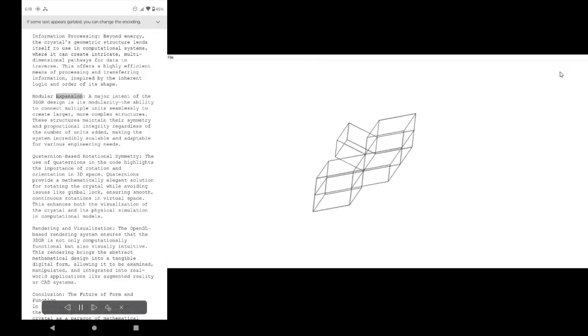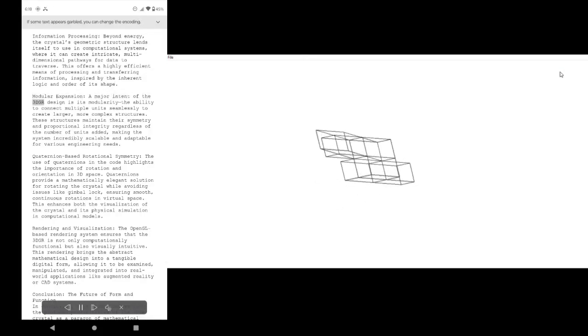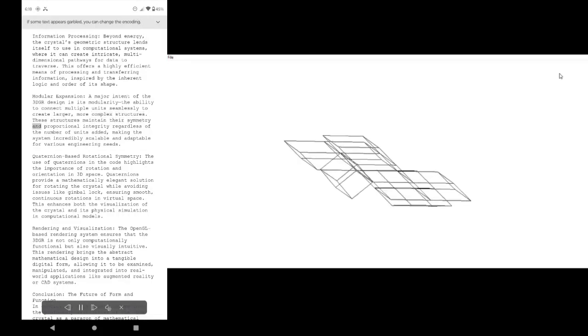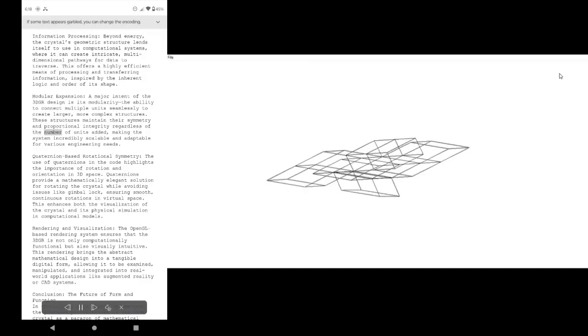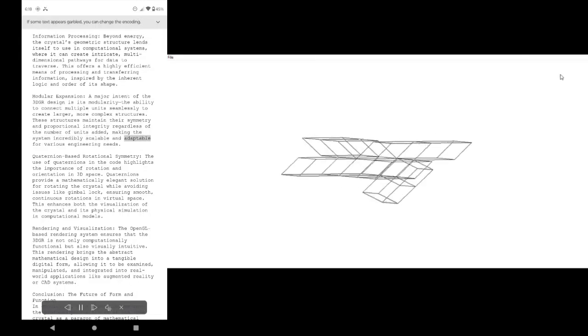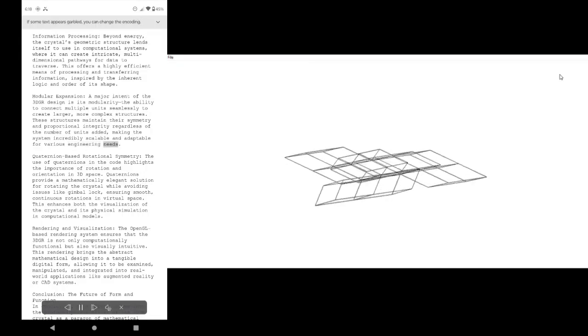Modular expansion. A major intent of the 3D-GR design is its modularity, the ability to connect multiple units seamlessly to create larger, more complex structures. These structures maintain their symmetry and proportional integrity regardless of the number of units added, making the system incredibly scalable and adaptable for various engineering needs.